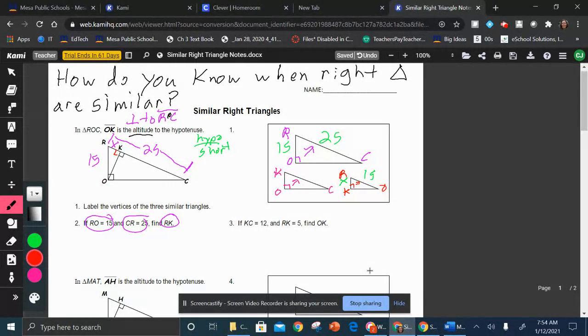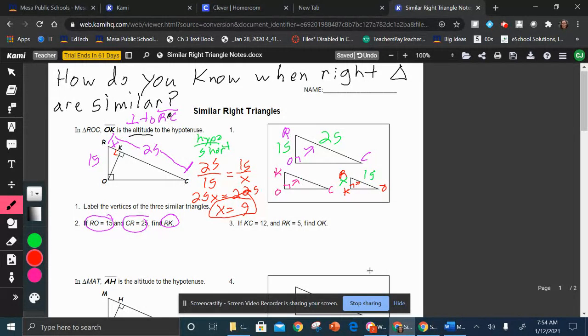Let's switch to a different color so you can see a little better. So 25, hypotenuse over short, is equal to hypotenuse over short. Of course, we're going to cross multiply and divide. We get 25x equals 15 times 15, which is 225. Divide by 25, and we get x is equal to 9. So that's for that one.